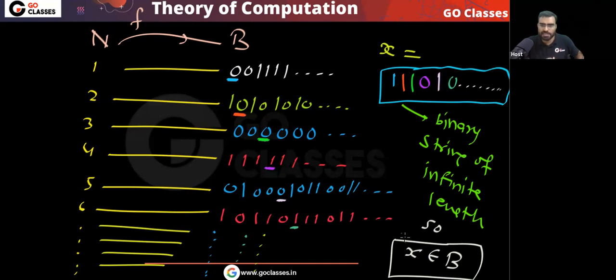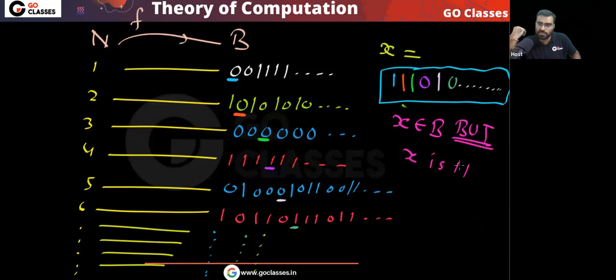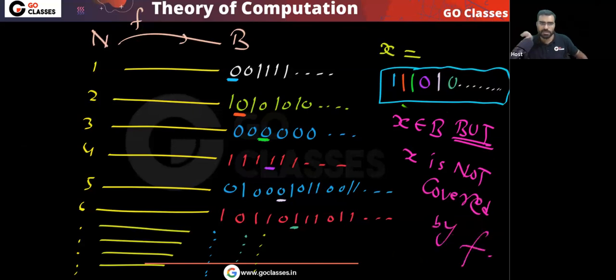But tell me, this X is different from all the numbers in this sequence. See, this X is different from this number because of the first position. This X is different from this number because of the second position, the third position, and the fourth position. So X belongs to B, but X is different from every number in this sequence. Correct? Agree? Okay. So remember, X belongs to B, but X is not covered in this sequence. X is not covered by F.